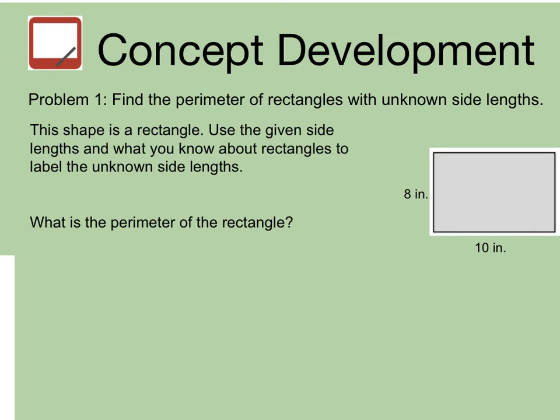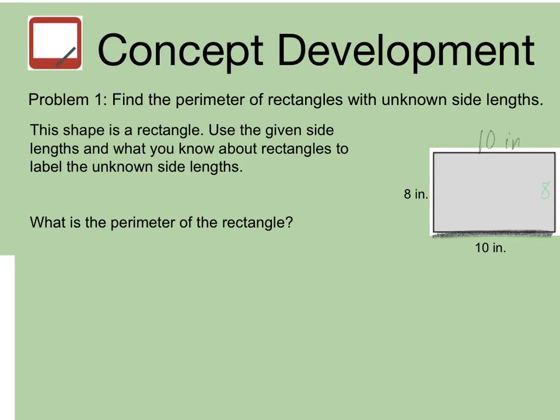So the first thing I need to do is look over here at my rectangle, and I can see that one side is 8 inches. That means my opposite side that matches will also be 8 inches. Next, I'm going to look at my long side, and I see that that is 10 inches. So I know that my top will also be 10 inches.